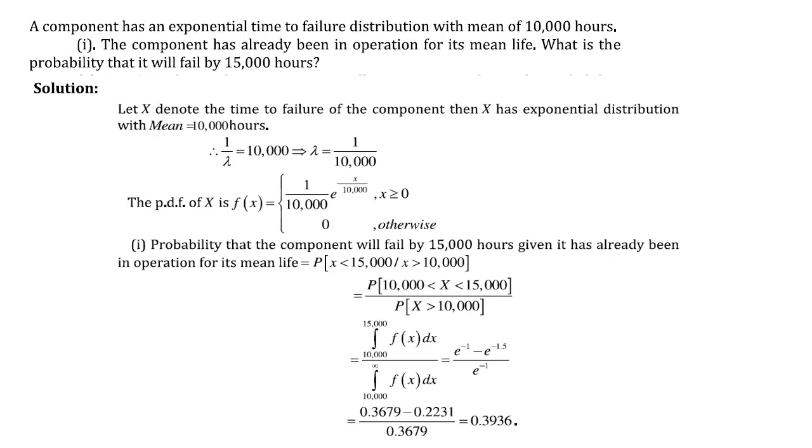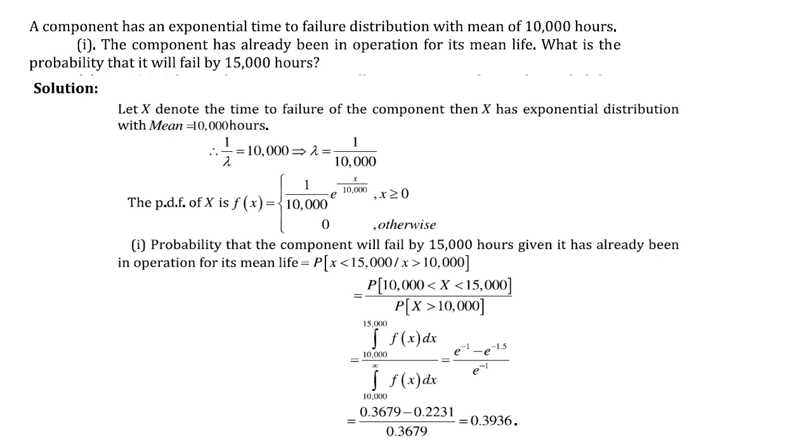Let us see a sum in exponential distribution. A component has an exponential time to failure distribution with a mean of 10,000 hours. The component has already been in operation for its mean life. So what is the probability that it will fail by 15,000 hours? So let x be the time to failure of the component. Then x has the exponential distribution with a mean of 10,000 hours. Since the formula for mean is 1 by lambda.